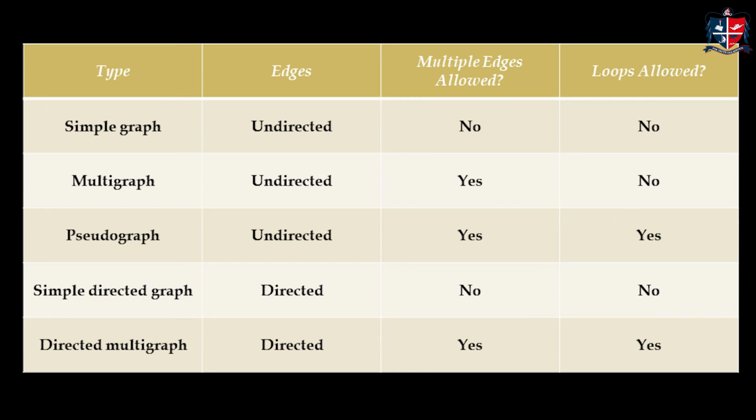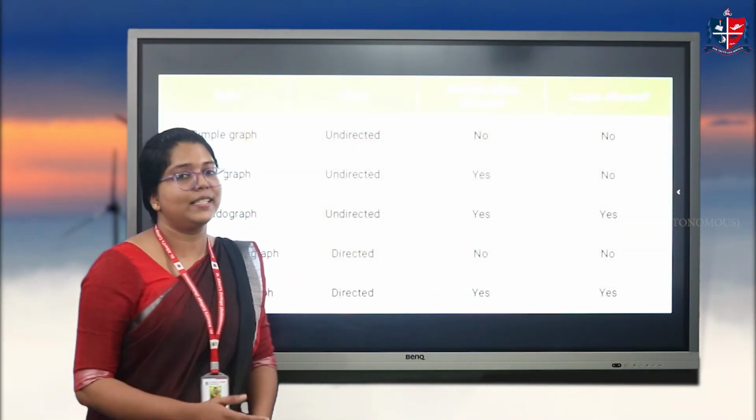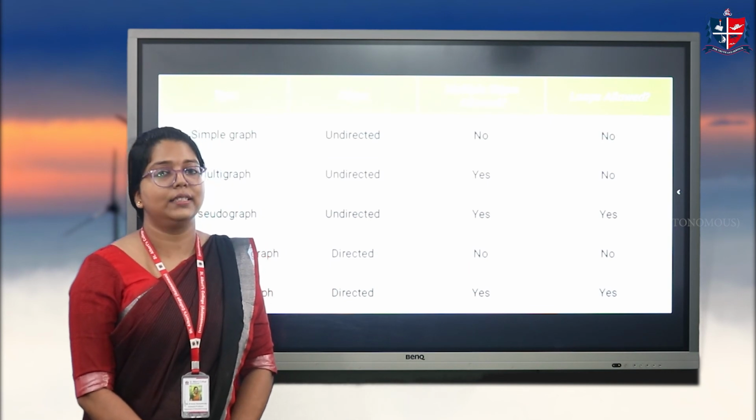Finally, the simple directed graph has direction, and the next one is the directed multigraph. Simple means it doesn't have multiple edges or loops, but multigraph means it can have multiple edges or loops. So in the case of a directed multigraph, it has both multiple edges and loops. But if it's simple, it doesn't have any of these two, but it obviously has direction. It is a directed graph.